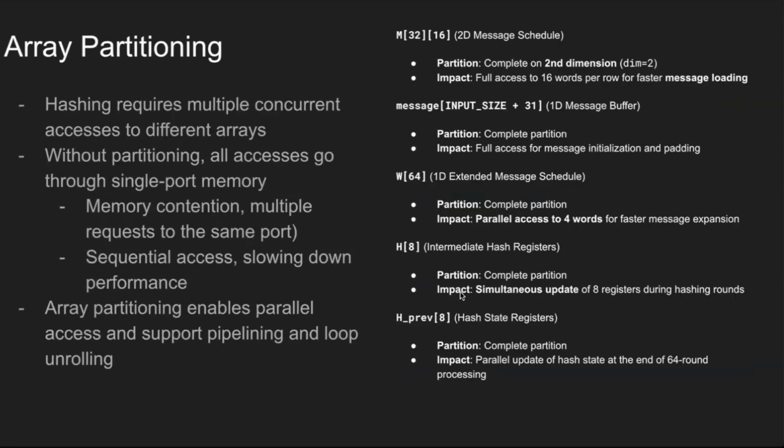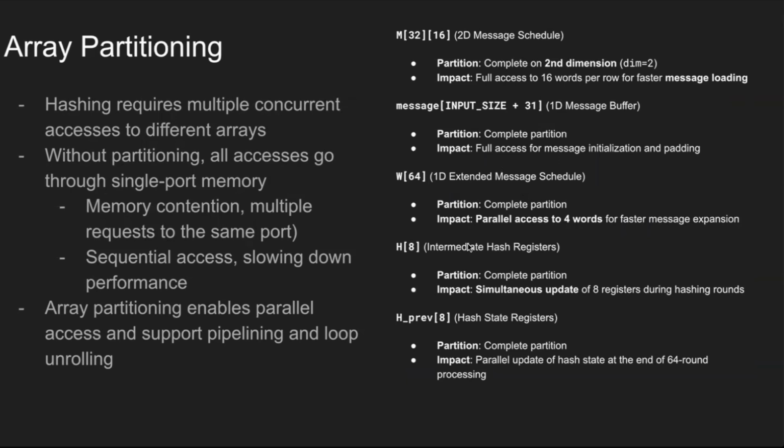We can also enhance the performance of hashing through array partitioning. Since hashing requires multiple concurrent accesses to different arrays, without partitioning, all of these accesses are forced to go through a single port memory, which means the access will be sequential. As a result, this will slow down the performance. The sequential access is a bottleneck in hashing, especially for large datasets or in parallel environments.